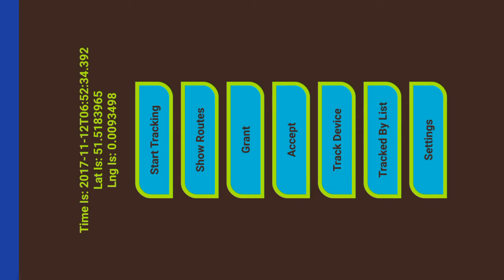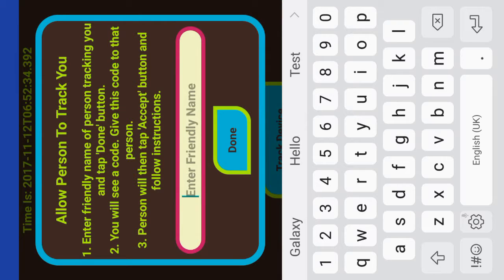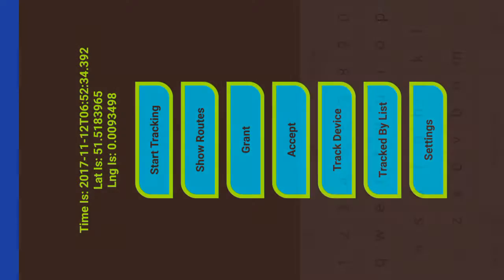So I'm now going to demonstrate how you actually track devices. First, we're going to start out by clicking the Grant button. This is the way you actually grant permission for someone to track your device. It's quite simple. Then you enter the name of the person that's going to be tracking you. I'm just going to put in the name of the phone for the time being. This is my Galaxy S5 phone, like that. Click Done, and you'll see a code there.